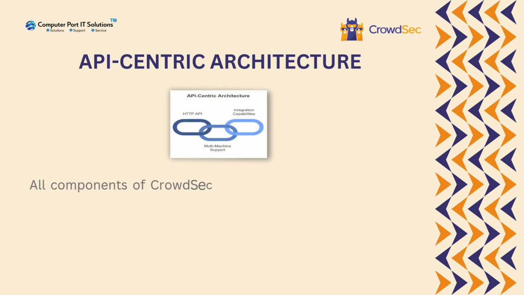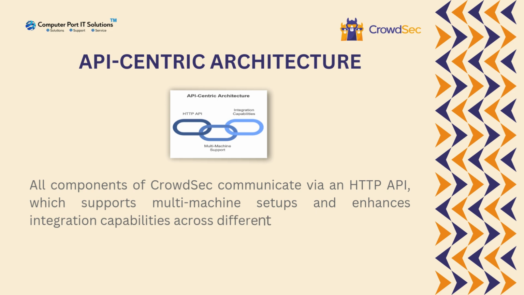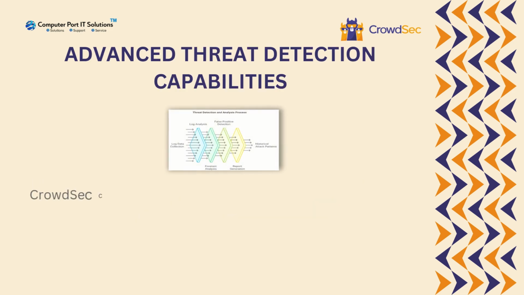API-centric architecture. All components of CrowdSec communicate via an HTTP API, which supports multi-machine setups and enhances integration capabilities across different systems. Advanced threat detection capabilities.